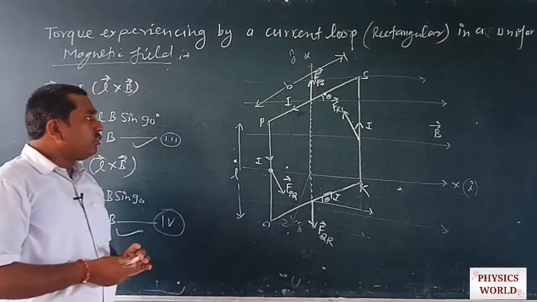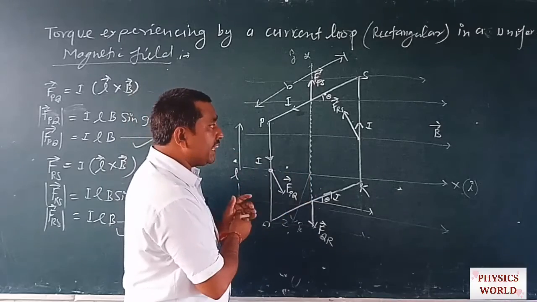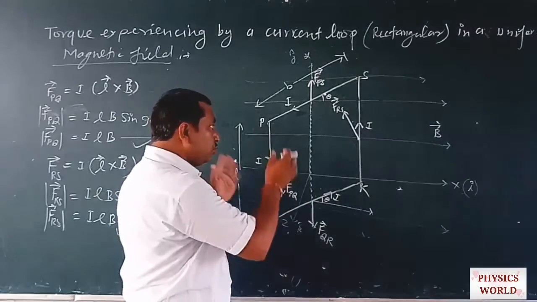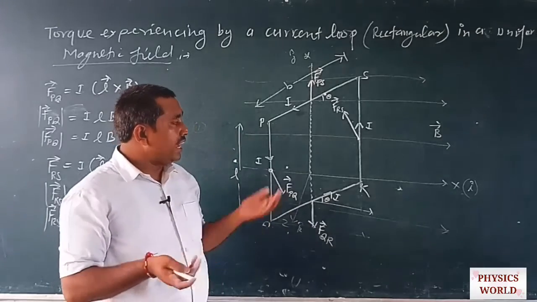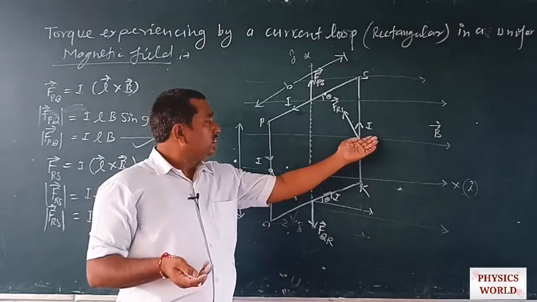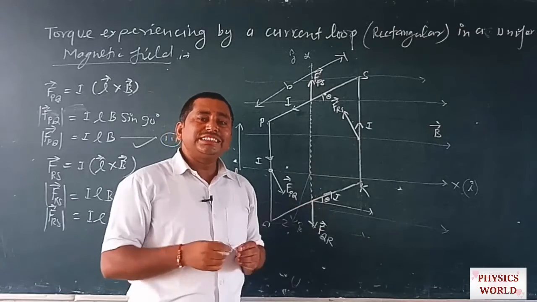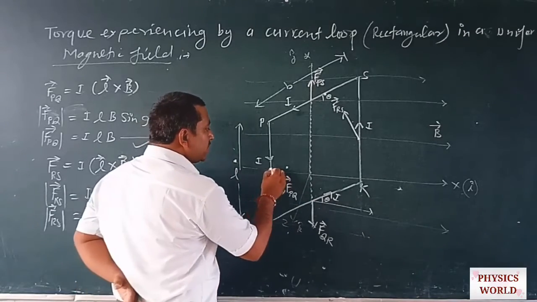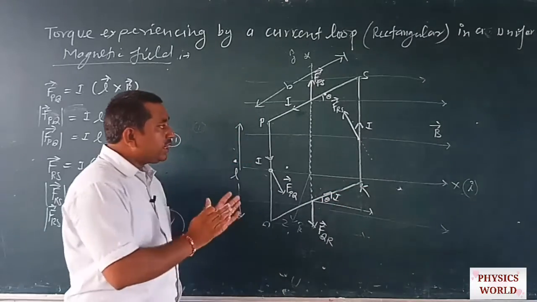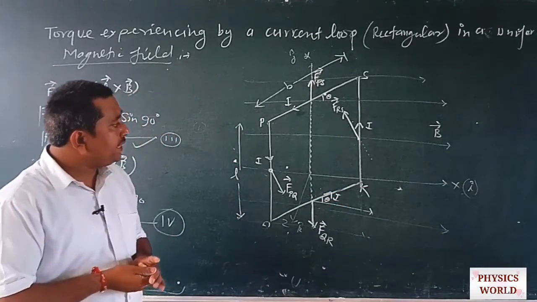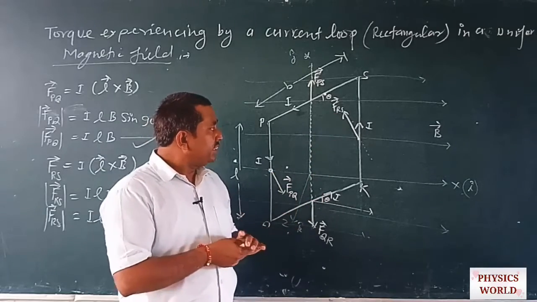So what will be the perpendicular distance between these two forces? Are these two forces coinciding with each other? If they are coinciding, then the net torque due to these two forces will also be equal to 0. But we see that these two forces are separated by a particular perpendicular distance. It means the lines of action of these two forces are separated by a distance.